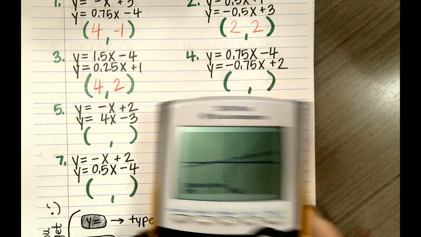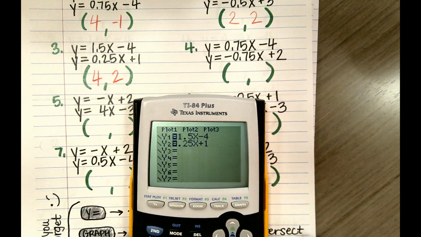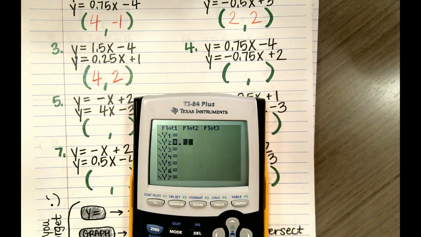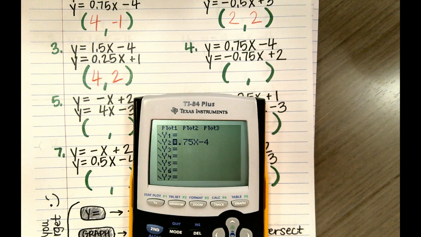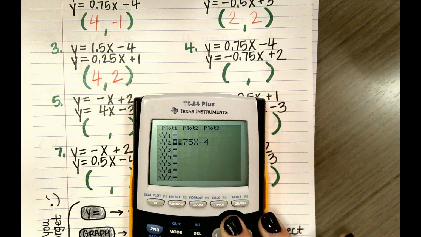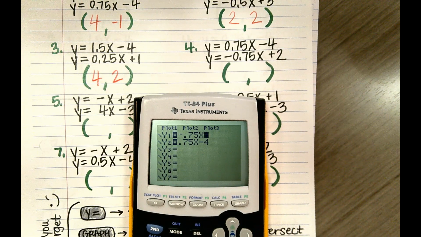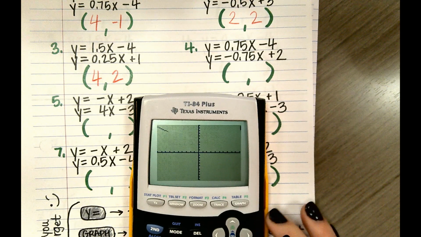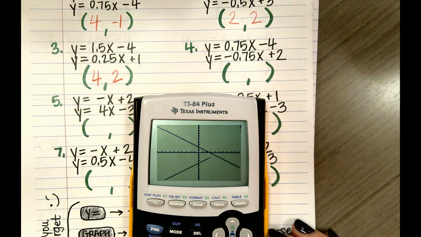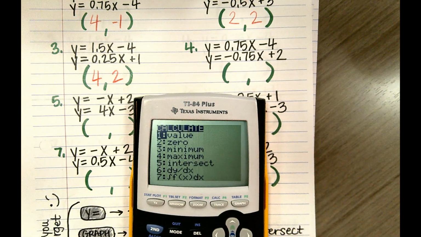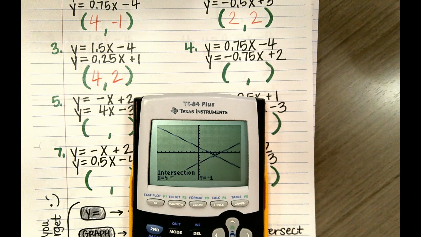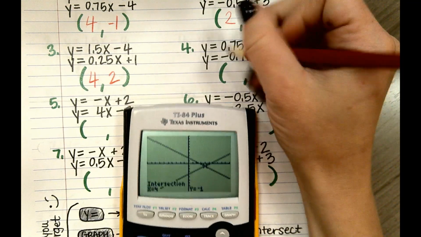Number 4, I'm going to type these in. So I'll go back to y equals. Okay, 0.75x minus 4, and then negative 0.75x plus 2. Graph. Second trace, 5. Enter, enter, enter. For number 4, you should have gotten x is 4, y is negative 1.